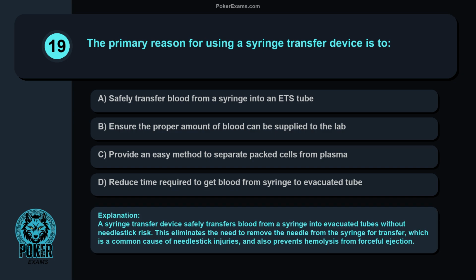A syringe transfer device safely transfers blood from a syringe into evacuated tubes without needle stick risk. This eliminates the need to remove the needle from the syringe for transfer, which is a common cause of needle stick injuries, and also prevents hemolysis from forceful ejection.